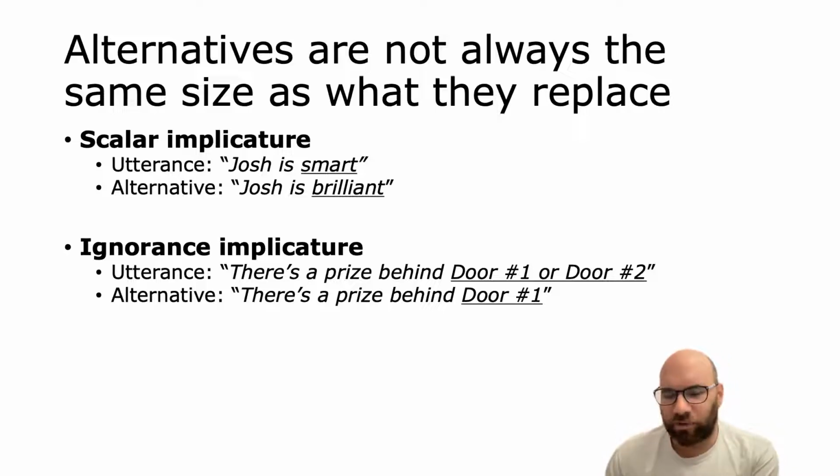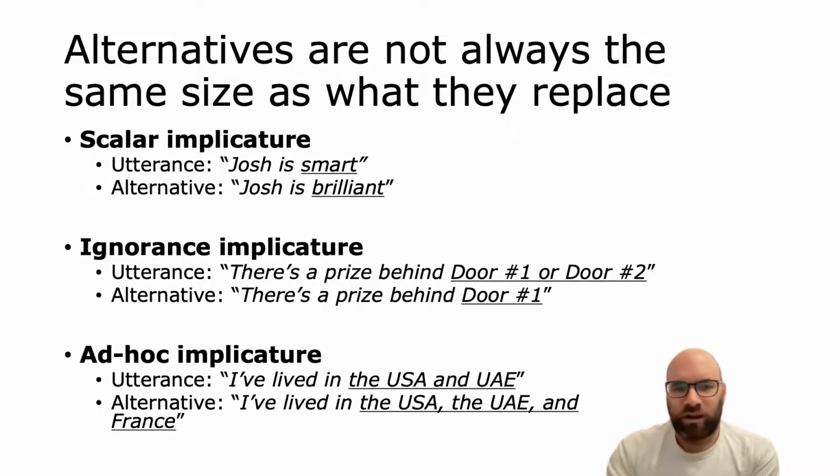And we can also see examples where the alternative is longer. So we have kinds of implicatures called ad hoc implicatures, where, for example, if I say, throughout my life, I've lived in the USA and I've lived in the UAE, then a person might often think those are the only 2 places I've lived, because they might think, well, I chose not to say I've lived in the USA, UAE, and France. So if I say I've lived in the USA and UAE, maybe I'm suggesting that I haven't lived in France. So here, the alternative that I could have said is longer than what I really said.